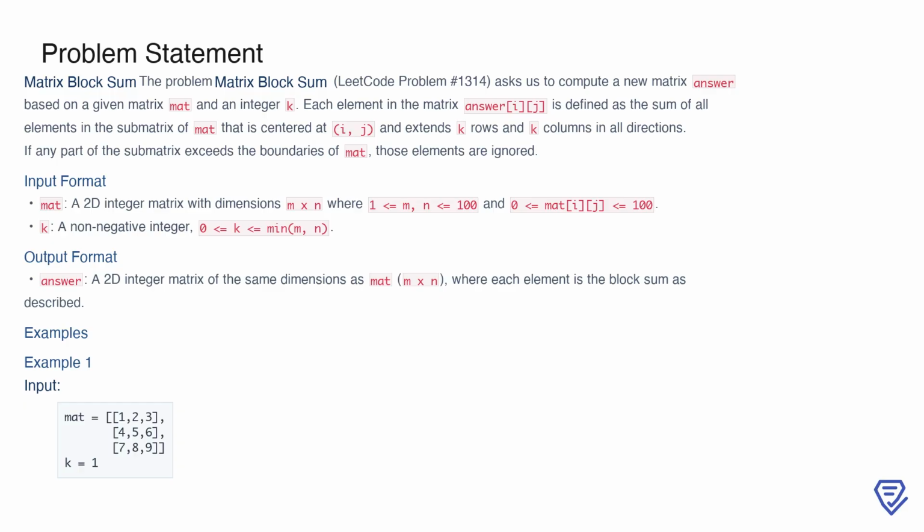given matrix mat and an integer k. For each cell in the matrix answer, denoted as answer[i][j], we calculate the sum of all elements in a submatrix of mat centered at i, j. This submatrix extends k rows and k columns in all directions. If any part of the submatrix exceeds the boundaries of mat, those areas are simply ignored.